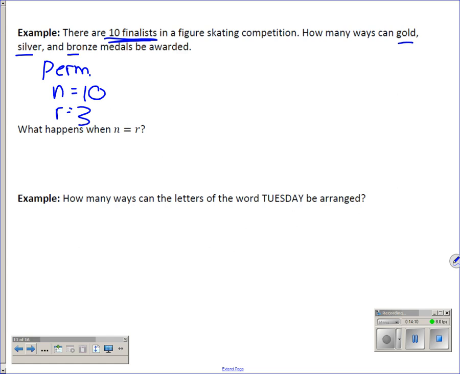Well, we just did this problem. That would be 10, then nPr in the calculator, 3, which we just did, and that's 720.